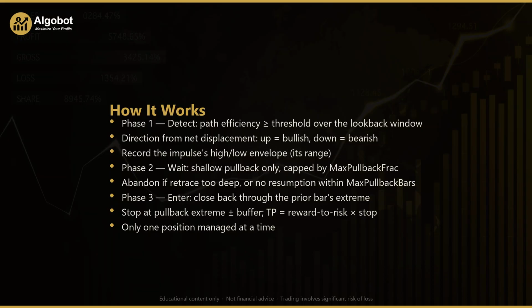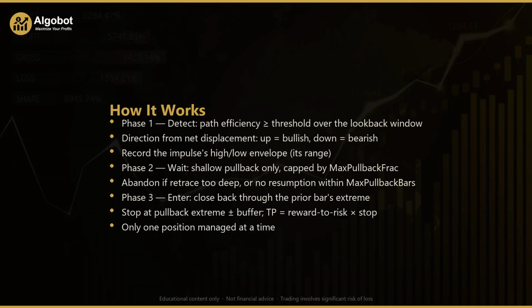Phase 2 is the wait for a shallow pullback. Once an impulse is detected, the strategy expects price to drift back against it briefly, and that's perfectly healthy. But it measures how deep that retracement goes relative to the impulse range. If price pulls back more than the MaxPullbackFrac, a default of 0.55 or 55% of the range, the strategy concludes the thrust has failed and abandons the setup entirely. It also won't wait forever. The MaxPullback bars parameter, 4 by default, caps how many bars it will hold out for a resumption before giving up.